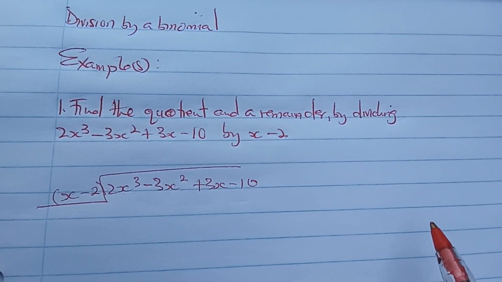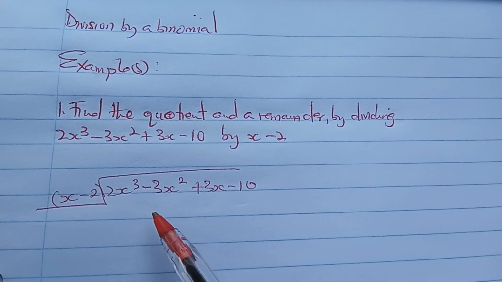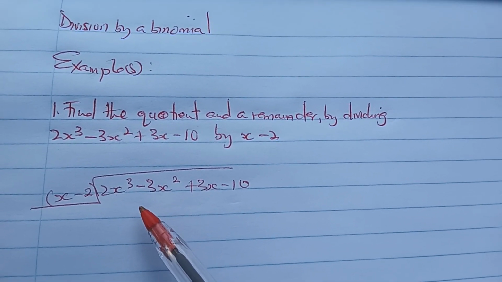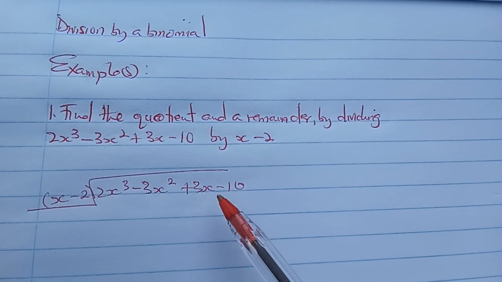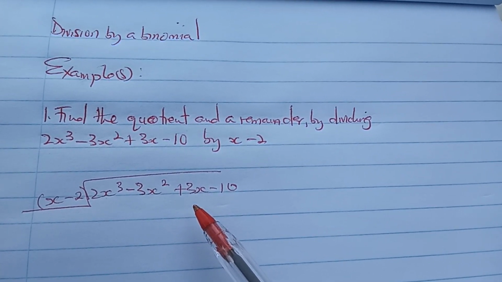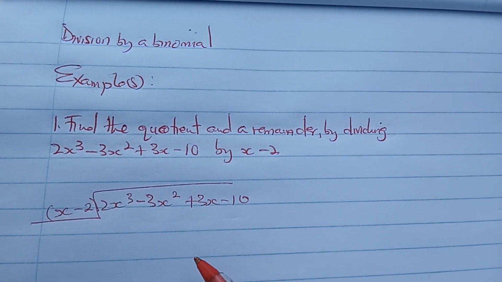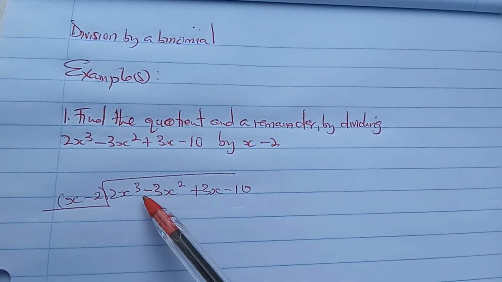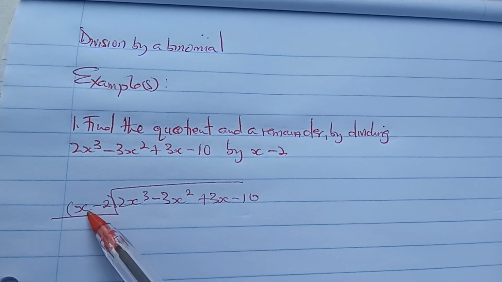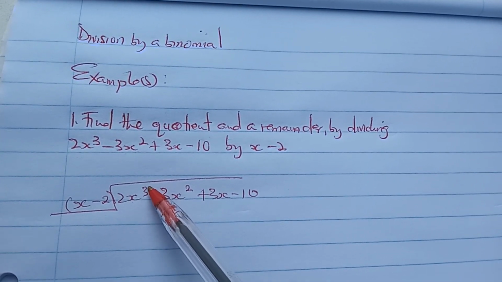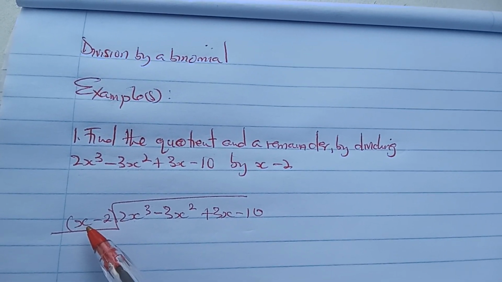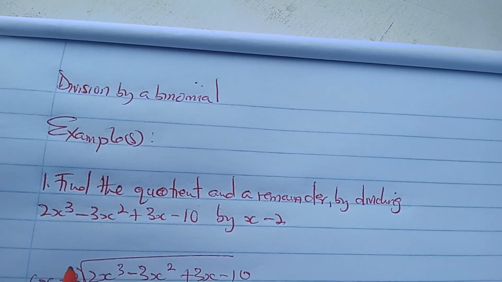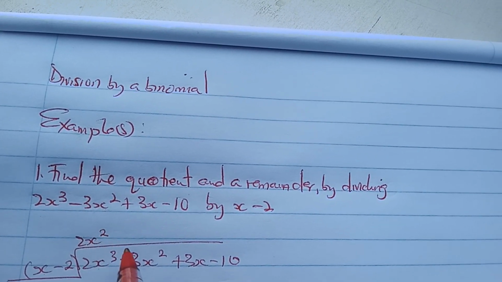Okay, now when we are done, before we continue, we have to make sure that the terms of variables are in descending order. But in this case, we can see that these terms are already put in descending order. So to start, we now divide 2x to the power of 3 by the first term in the bracket. Okay, so 2x to the power of 3 divided by x, the answer that we get, we write it on top here. So what is the answer? Is 2x to the power of 2.